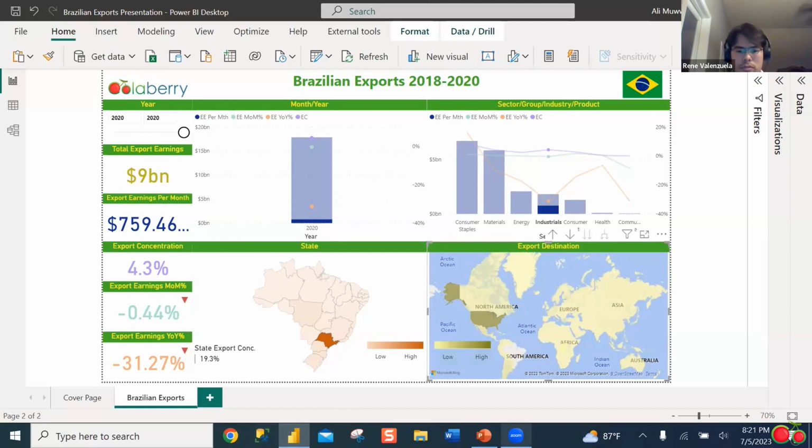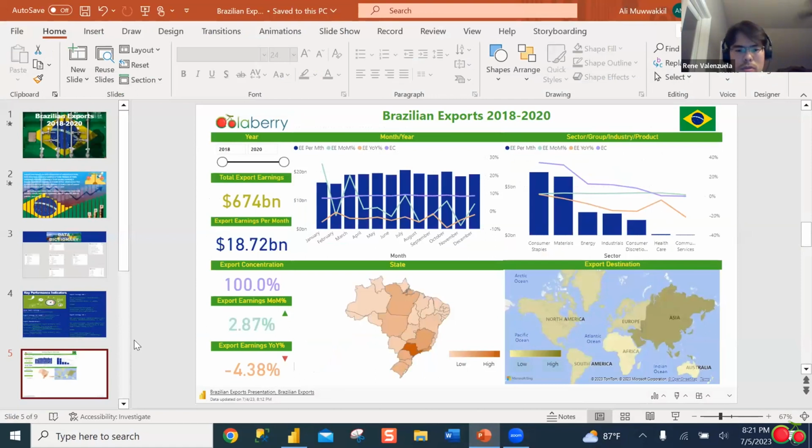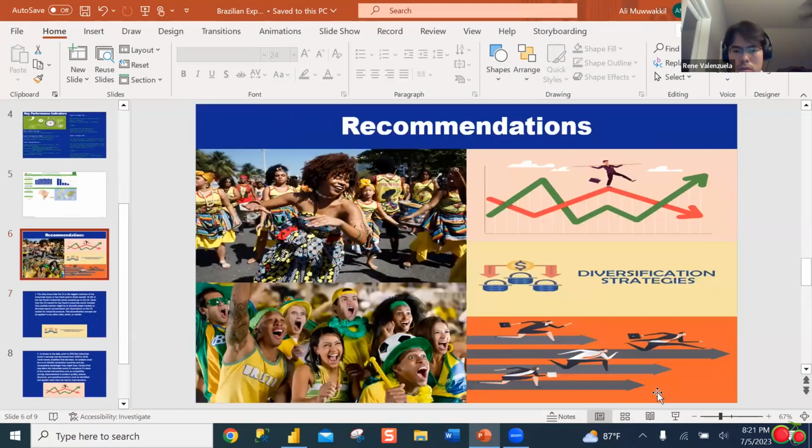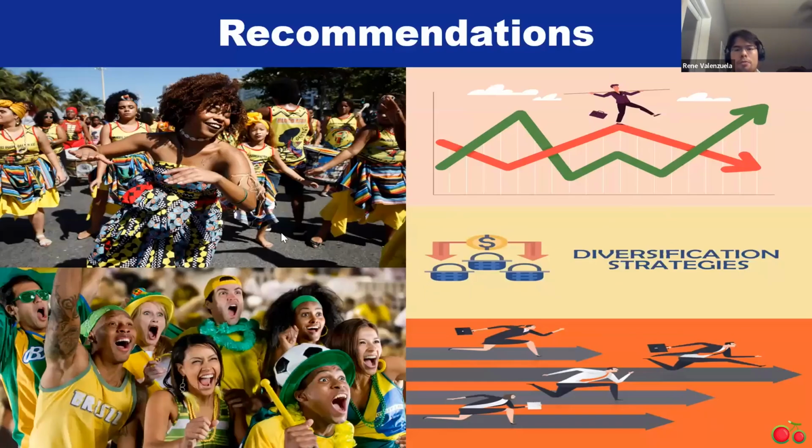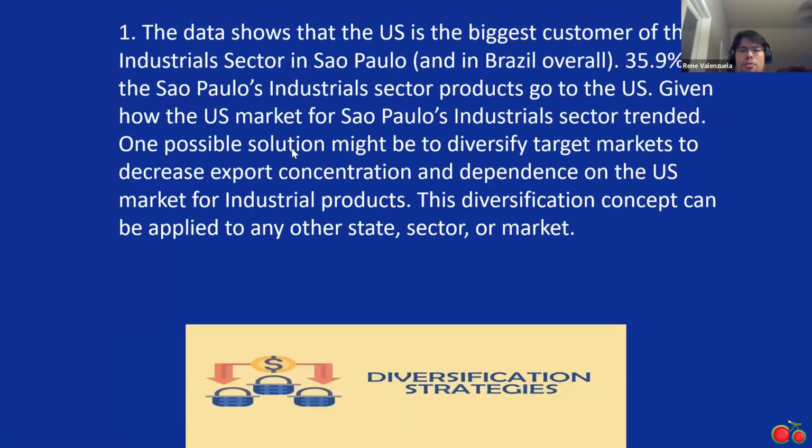Now, I'm going to go back to my PowerPoint presentation. Now, for my recommendations, I have 3, and the first one is that the data shows that the US is the biggest customer of the industrial sector in Sao Paulo and in Brazil overall. 35.9% of Sao Paulo's industrial sector products go to the US.